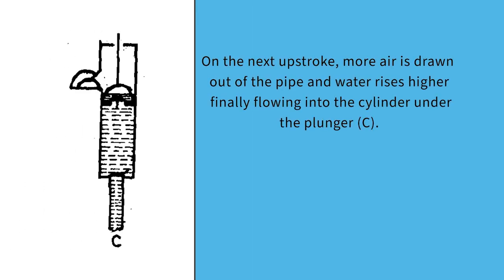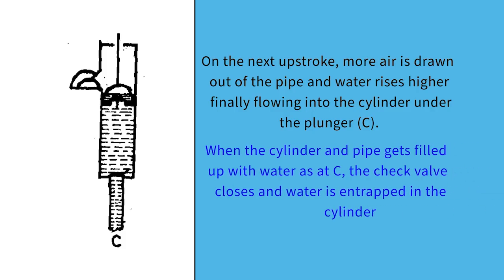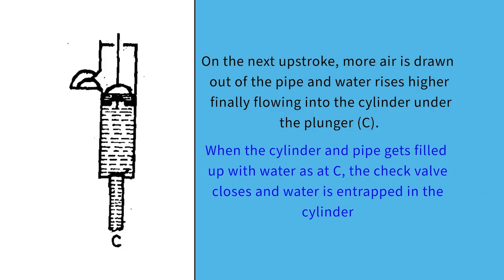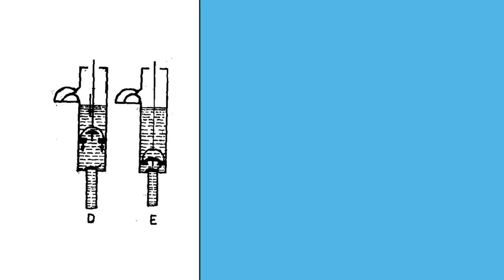Now figure C. On the next upstroke, more air is drawn out of the pipe and water rises higher, finally flowing into the cylinder under the plunger. When the cylinder and pipe get filled up with water, as shown in the figure, the check valve closes and the water is entrapped in the cylinder. Now situation D and E.